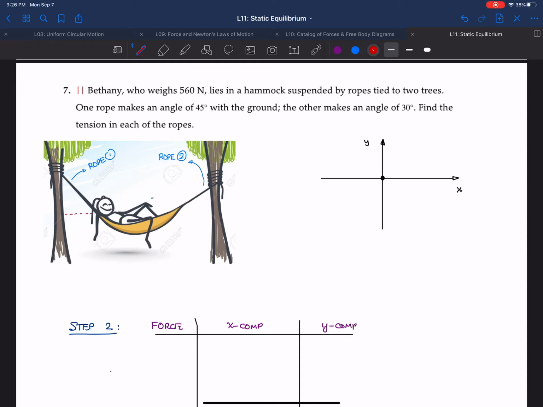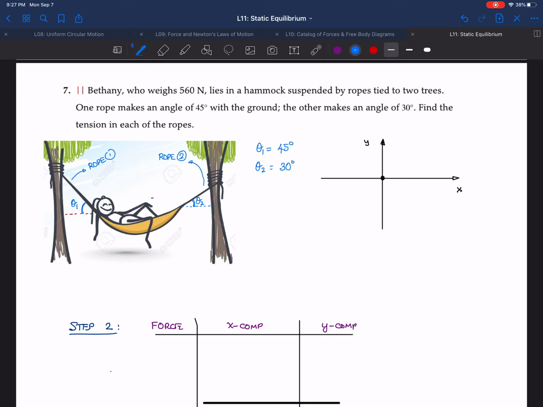Put a horizontal. We're told that this angle is, let me call that angle theta 1, okay? And this angle here is theta 2. So we're told that one rope makes an angle of 45 degrees, let's call it theta 1, is 45 degrees with the ground. Theta 2 is 30 degrees.